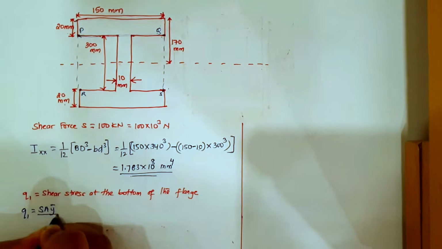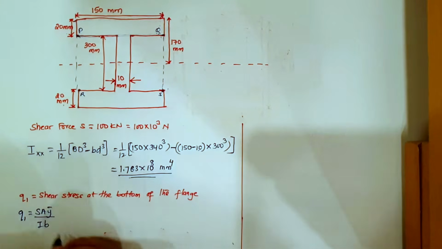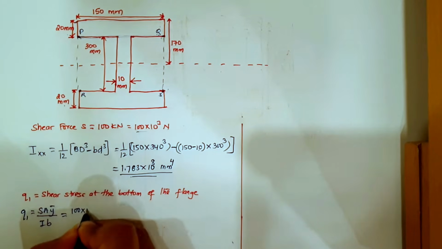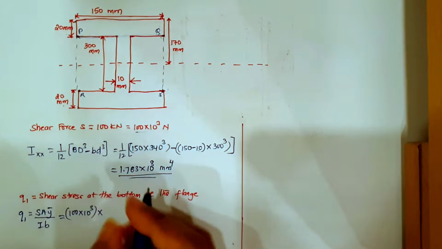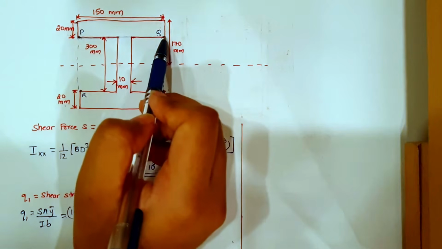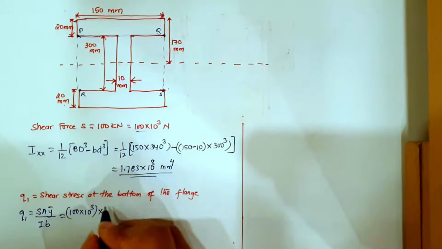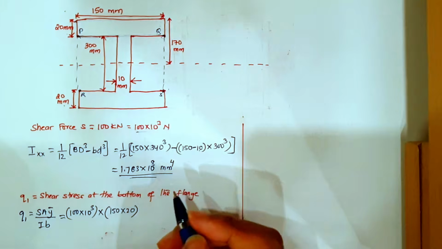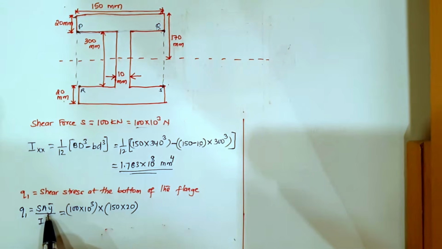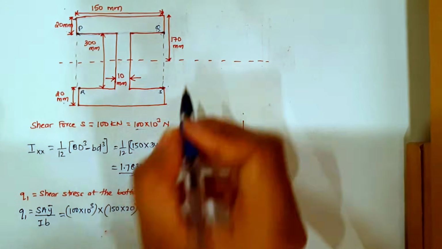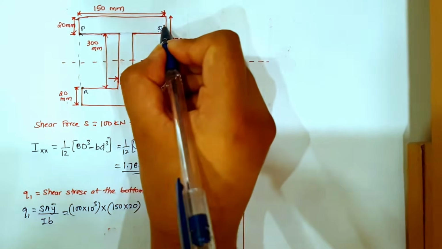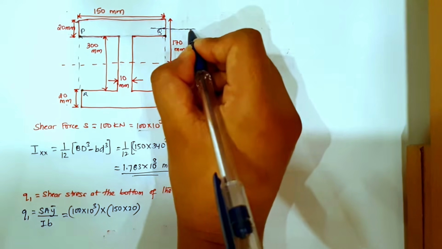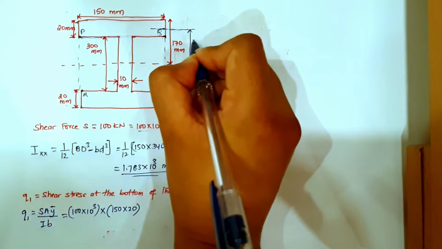S A y bar divided by I into B. So how much is S? S is given here as 100 into 10 raised to power 3, into the area of this flange portion. We have to find up to here, but we need to take the whole flange. So the area will be 150 into 20 of the flange, right? Then how will you find y bar? We have to find half of this flange portion, up to the neutral axis, so this portion you have to find. This will be y bar.